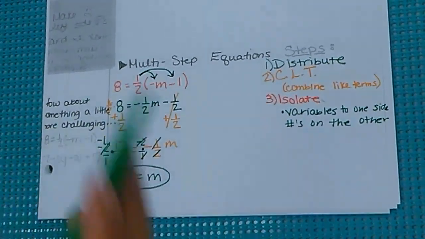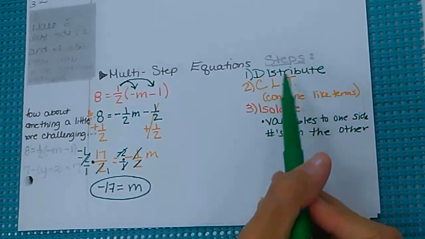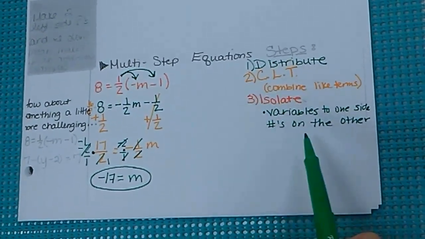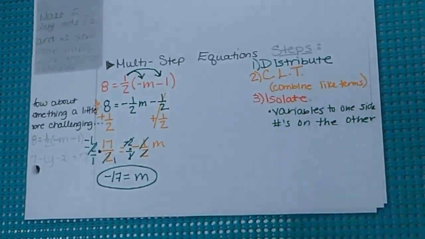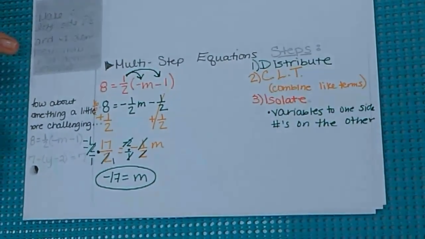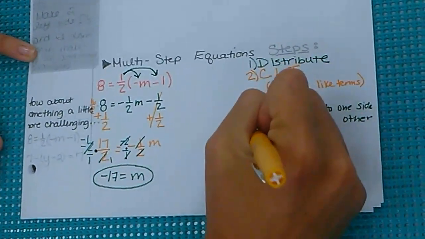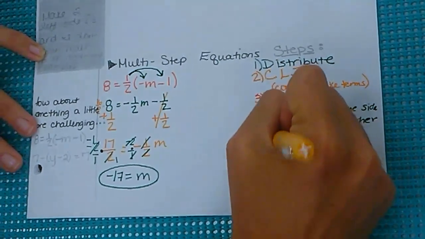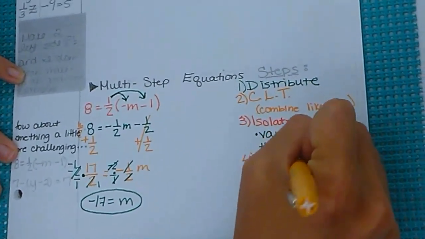Okay, let me go back to my steps. So distribute, combine like terms. Okay, so we're going to isolate the variables, and then in order to get that variable by itself, we will use our inverse operations.